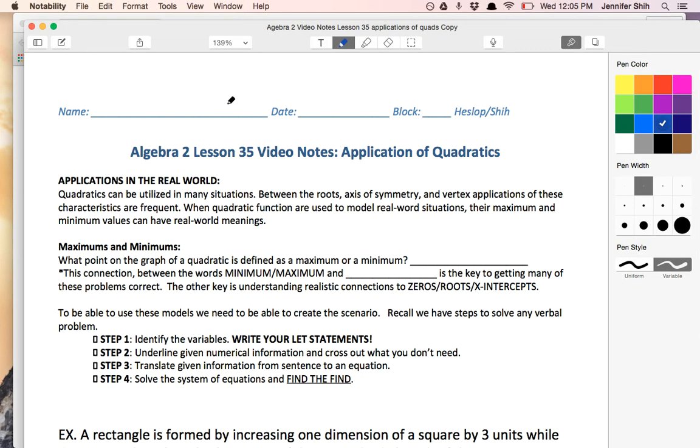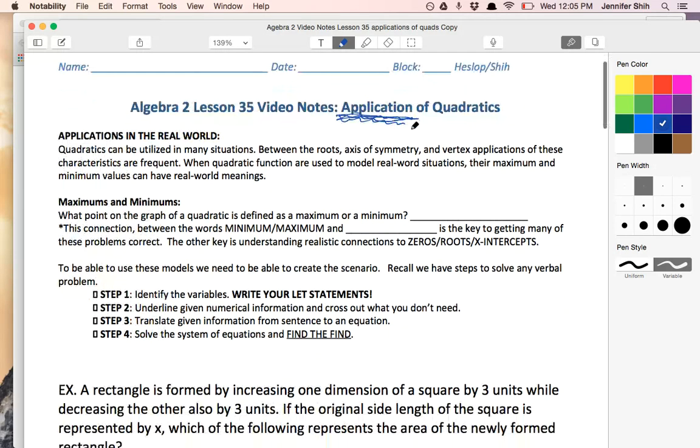Hello, we are going to do lesson 35 video notes, and we're going to talk about the application of quadratics today. Application, which some people translate to word problems, but we're going to show you how the special features of a parabola are going to help you solve application problems in quadratics.